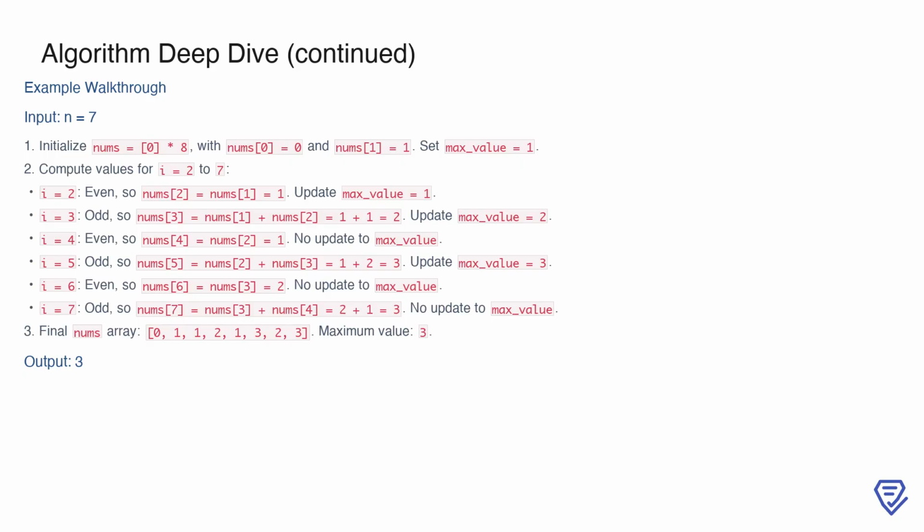At I equals 6, nums[6] is assigned nums[3], which is 2, with no change to max_value. Finally, for I equals 7, nums[7] is the sum of nums[3] and nums[4], resulting in 3, with no further update to max_value. The final nums array is 0, 1, 1, 2, 1, 3, 2, 3, and the maximum value is 3, which we return as the output.